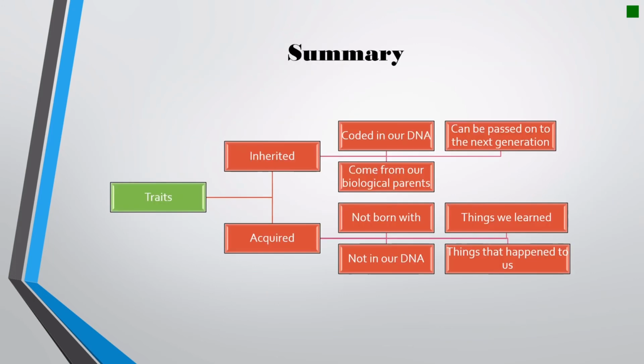Summary. Traits can be inherited or acquired. When we say inherited, they are coded in our DNA, come from our biological parents, and can be passed on to the next generation. Whereas when we say acquired, it is not born with us. It is not in our DNA. These are the things that we learn, and the things that happen to us.